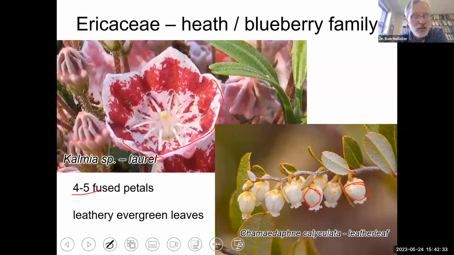This is your laurel, like mountain laurels, commonly planted, though they don't do super well around here. But then also these leathery, oftentimes evergreen leaves. So this is leatherleaf. Leatherleaf is a super common Ericaceae in bogs around here. You can find it in peatlands in general, but it's super common in bogs. This family is super common in bogs. So again, I go by the environment for Ericaceae.